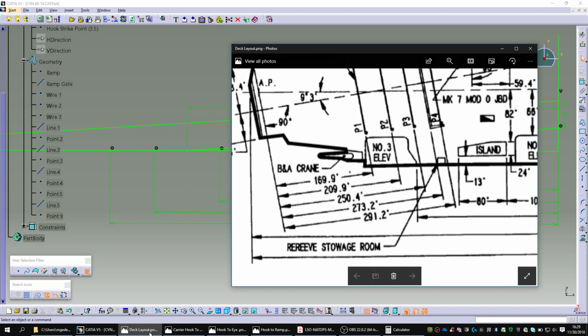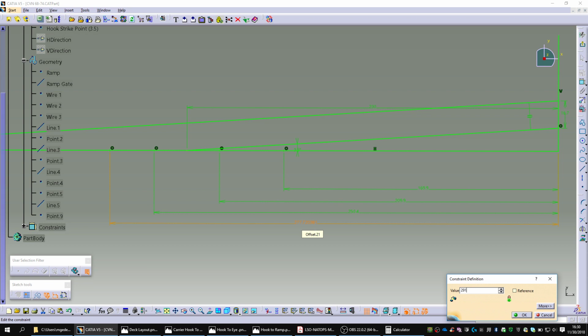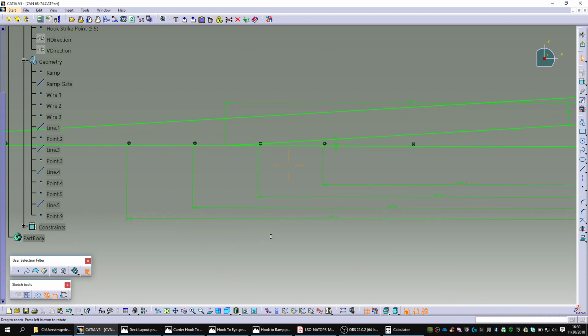And what is that? 291.2. Don't use the 273.2. That's the barricade, the big volleyball net, right? So we're going to use 291.2 feet. I assume there's some rounding here, but okay, I've got some more information.